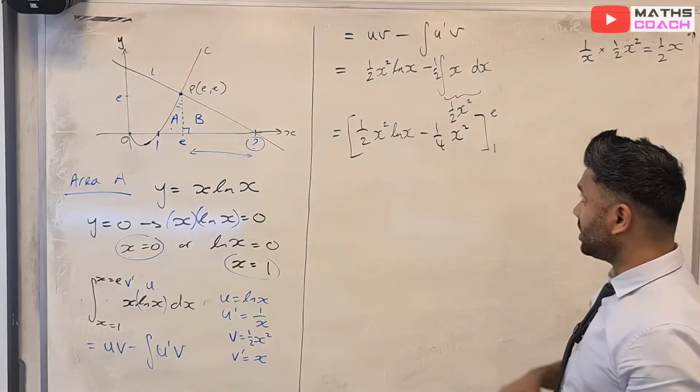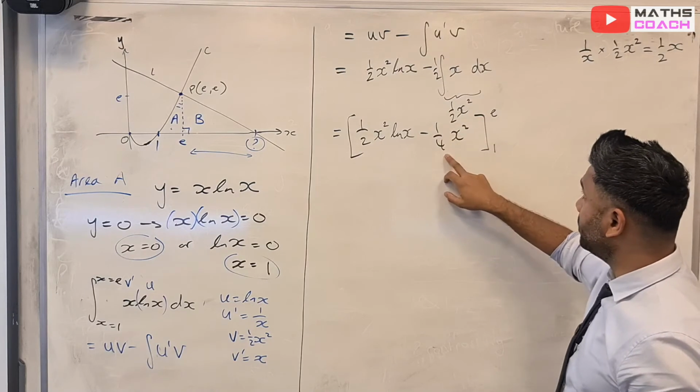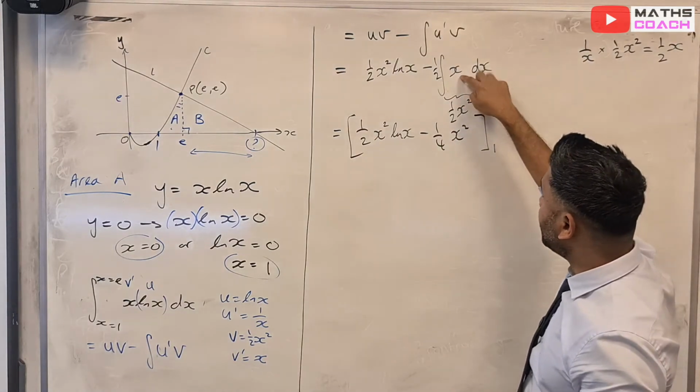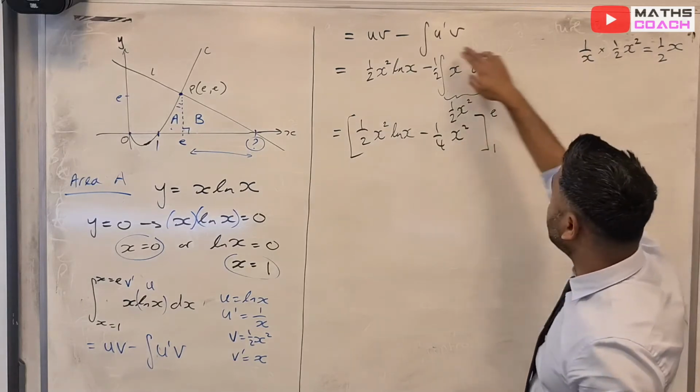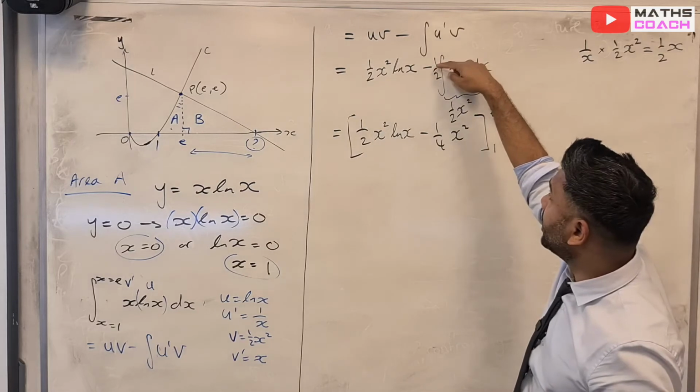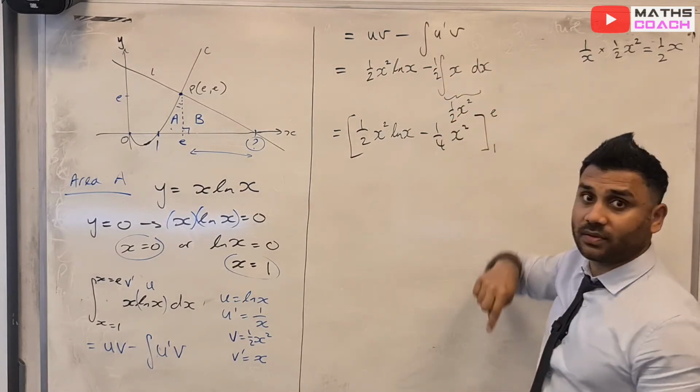Okay, just in case you're wondering where we got this a quarter from, when we integrate this x, we have a half. Don't forget, when we simplified the u dash v, we also had another factor of a half, which we pulled out. So that half multiplied by that half gives you that quarter.